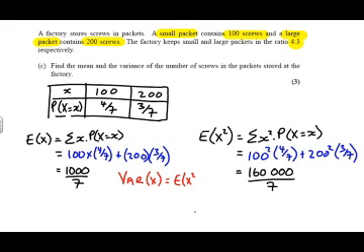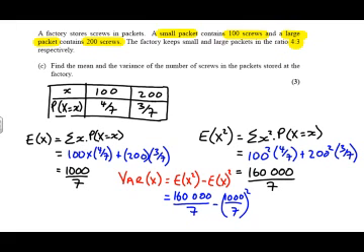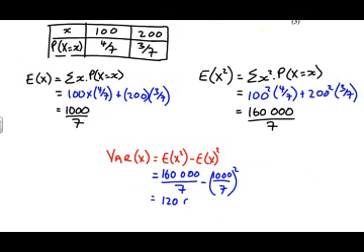Okay, and these two are connected through our variance formula, like we saw earlier. So the variance is E of X squared minus the E of X, all squared. And in this case, we're substituting quite large values, 160,000 over 7 minus 1,000 over 7, all squared, giving us a final answer of 120,000 over 49, and keeping it as a fraction maintains all of our accuracy.